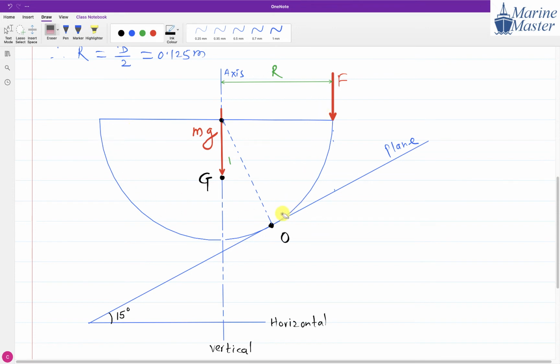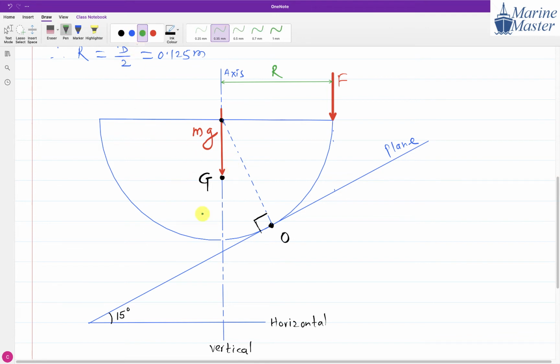So this line is perpendicular. How do we show the perpendicular symbol? One minute, I will use a black pen. This symbol denotes perpendicular, so this is 90 degrees. Now try to understand these things carefully.